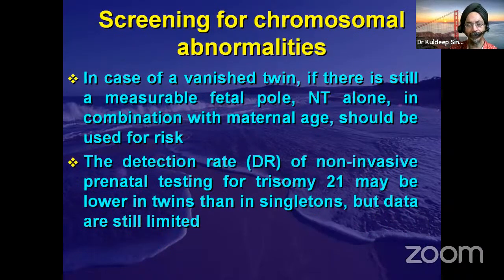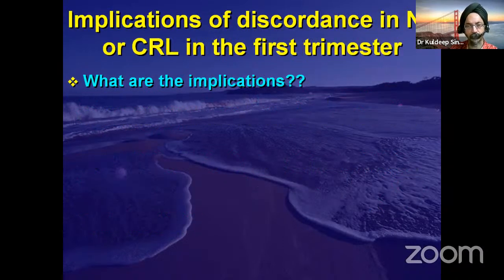In case of a vanished twin, if there is still a measurable fetal pole, NT alone in combination with maternal age should be used for risk. There are various things where they say if it's more than 8 weeks or you're not able to see it, you could still use that. I wouldn't be the right person to be really letting you know about that. The detection rate of non-invasive testing, the NIPT, for trisomy 21 may be lower in twins than in singletons.